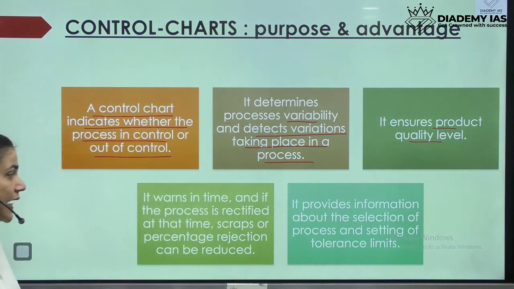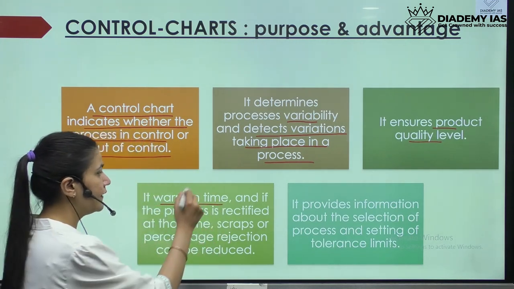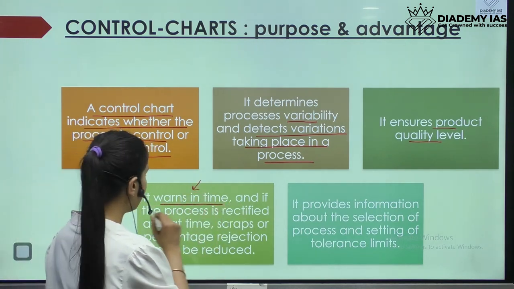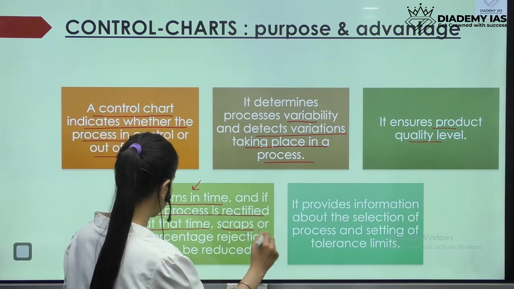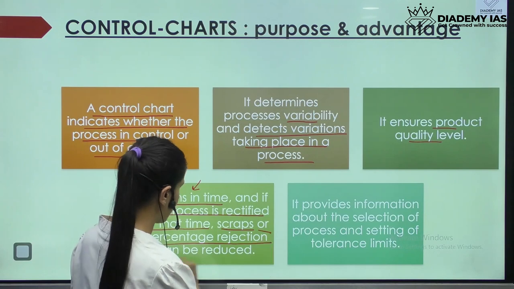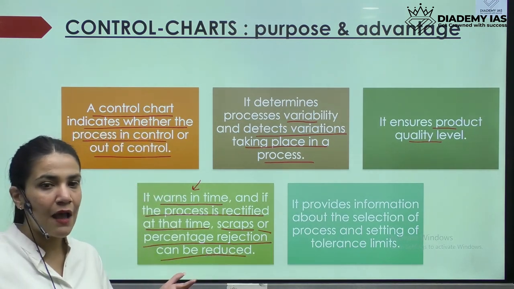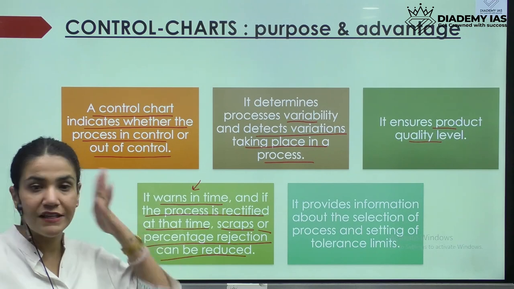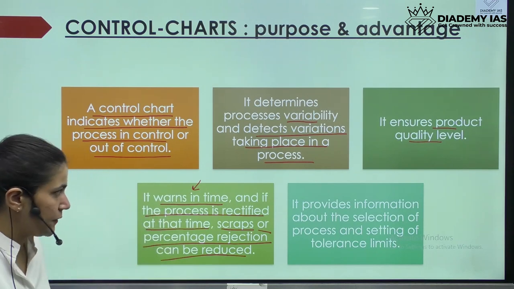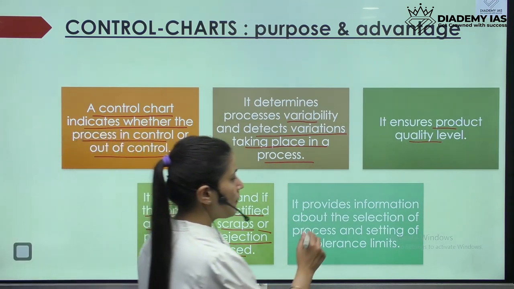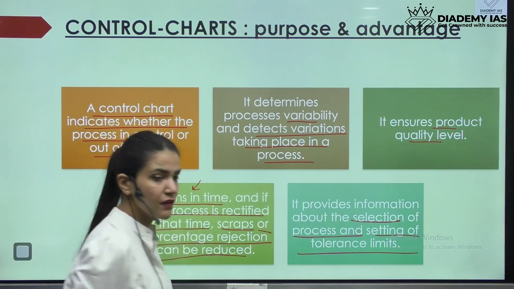Then it warns in time, definitely. Since it's a real-time diagram, students, you already know that it warns in time. And if the process is rectified at the same time, scraps or percentage rejection can be reduced. So the amount of wastage, scraps happening, or the amount of wastage of resources can clearly be reduced very easily here. It provides information about the selection of the process and setting of the tolerance limits.